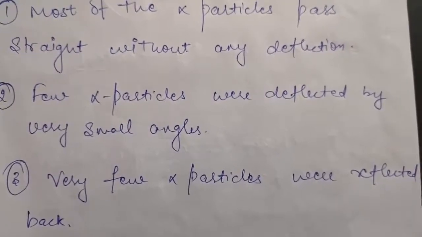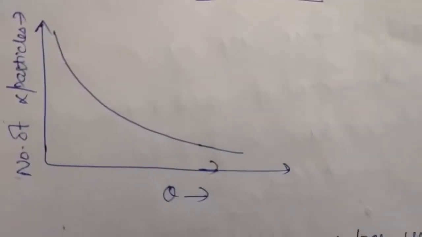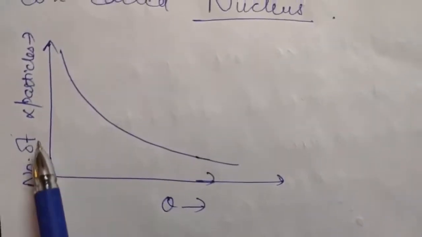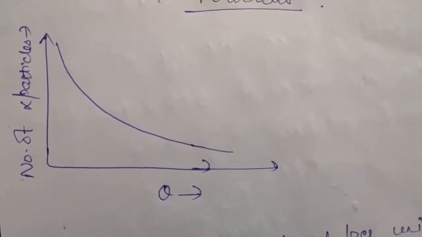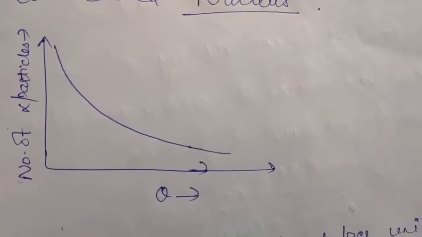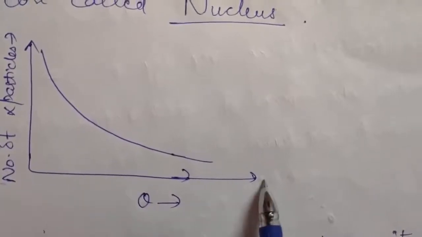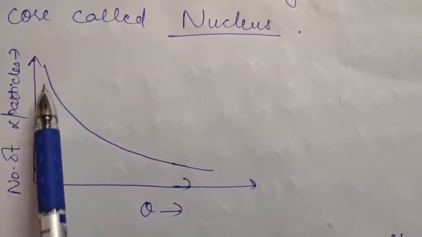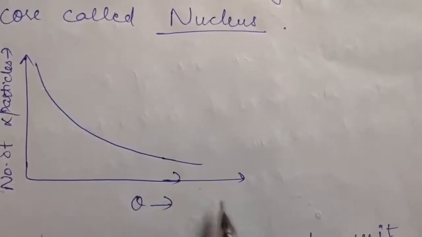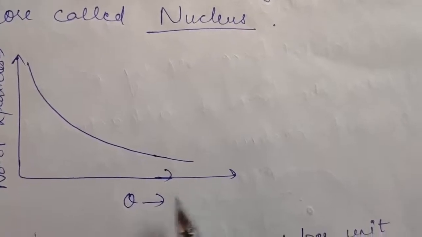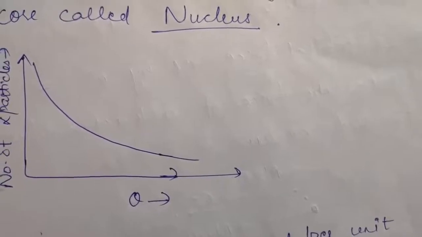There were some explanations of these observations. Before that, this is the graph between the number of alpha particles scattered and the scattering angle. According to his observation, very few alpha particles were deflected by very small angles. If we plot a graph with increasing scattering angles, as you can see, most of the particles are scattered by small angles only, and very few particles are scattered by larger angles. Therefore few particles were deflected by small angles only.